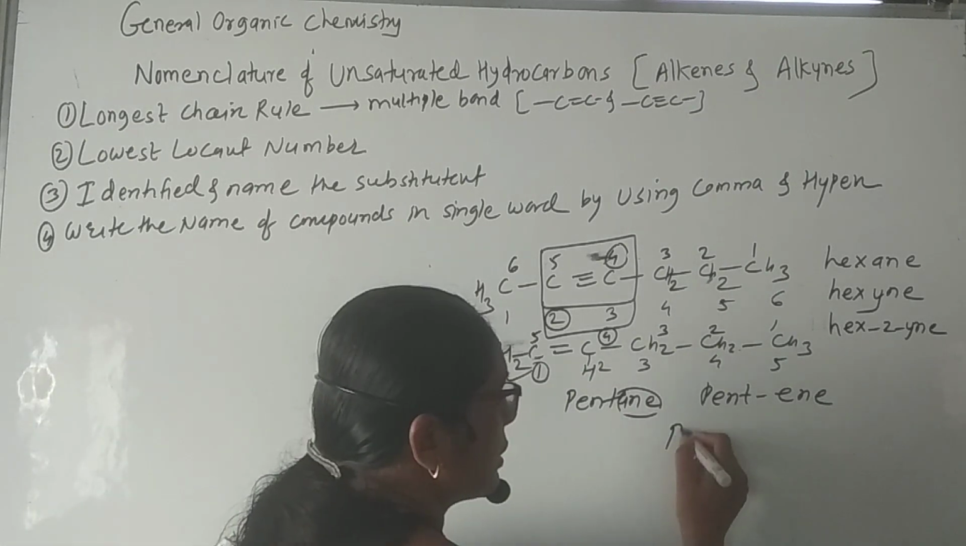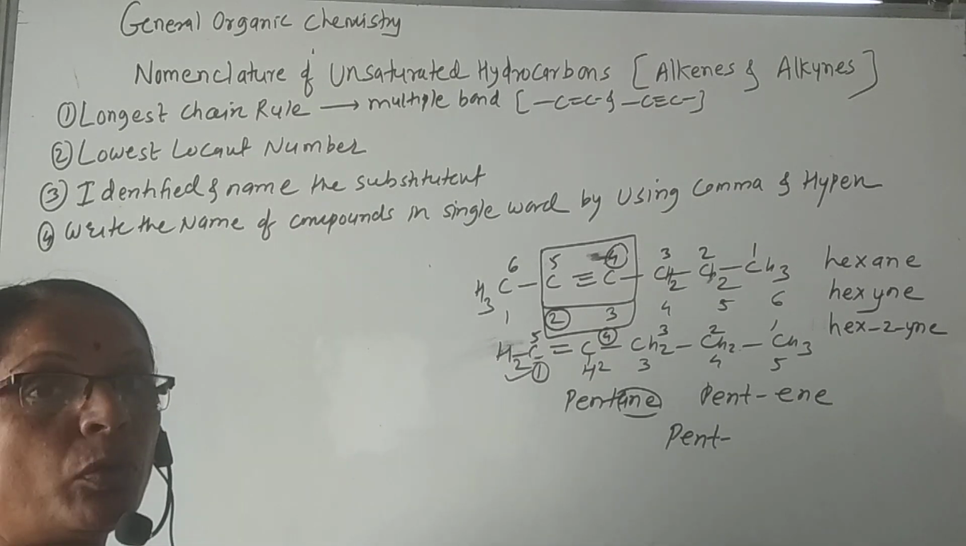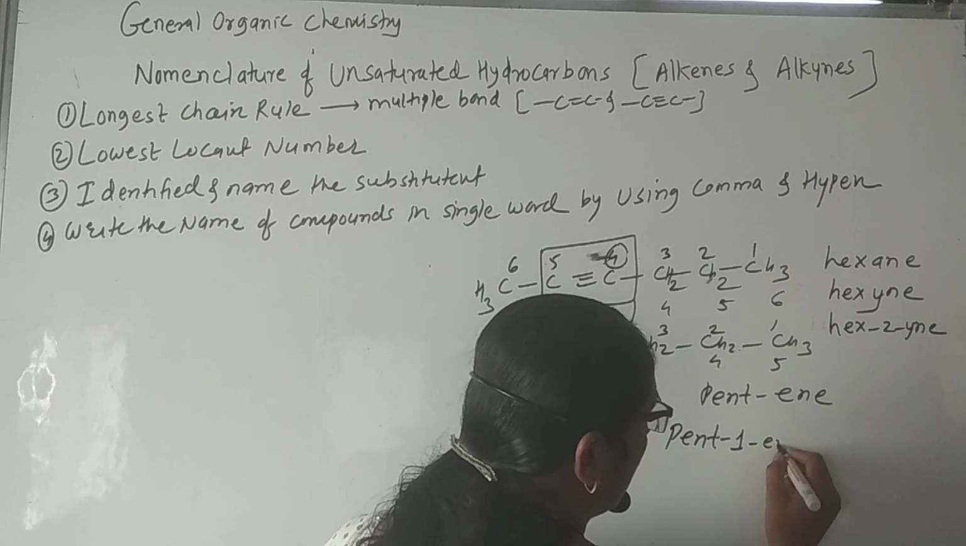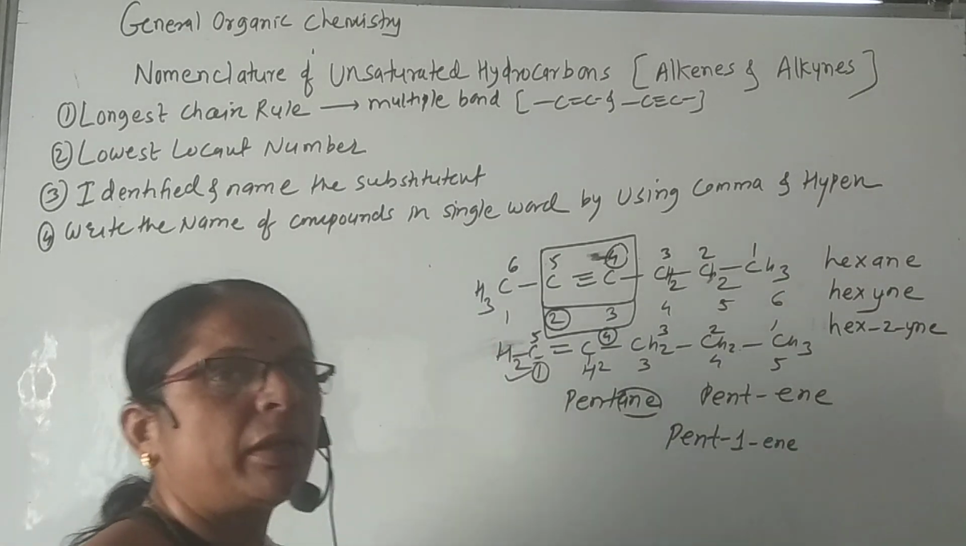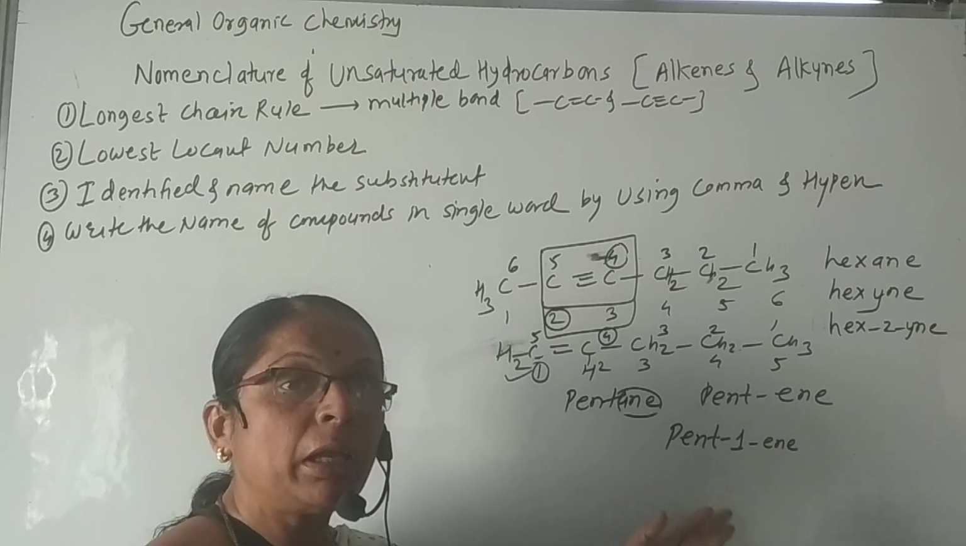So I write its name is pent. Means it has 5 carbon. For 5 carbon the root word is pent. It has a double bond at 1. So 1-ene. If you do not write 1, then it will be assumed that it is 1. But if you write it, it is correct also. So pent-1-ene is the name.